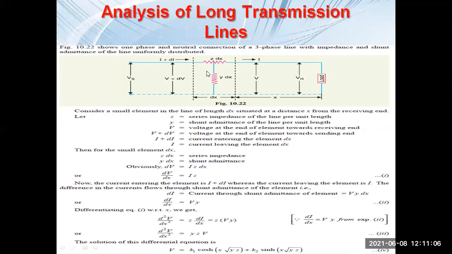Similarly, the current entering this section is I plus dI. But here there is a shunt path, and this shunt path is taking a differential current of dI. So I plus dI minus dI, the current leaving this section, will be I. This is your receiving end voltage, and this is your load. This elemental section is considered at a distance x from the receiving end. We'll draw this diagram, and then we can understand how to do this.